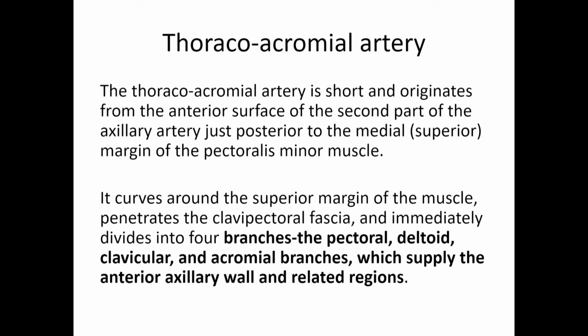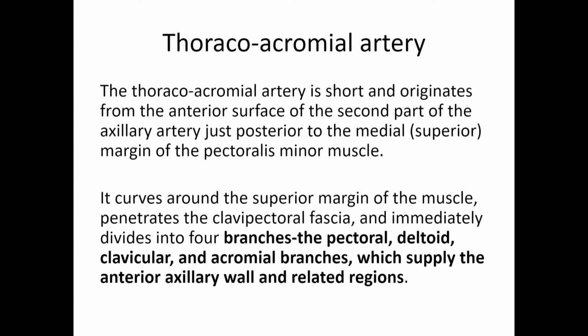We have the pectoral, deltoid, clavicular, and acromial branches, and they are supplying mostly the anterior wall of the axilla. So by its branches, you can tell which muscles exactly they are supplying. The pectoral branch supplies the pectoral muscle. The deltoid branch supplies the deltoid muscle. The clavicular branch supplies the clavicular part, and the acromial branch supplies the acromion part.